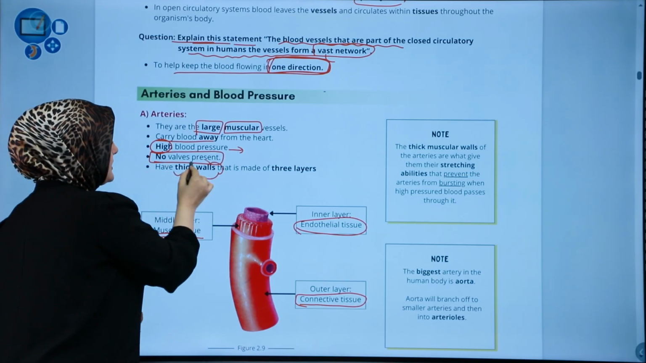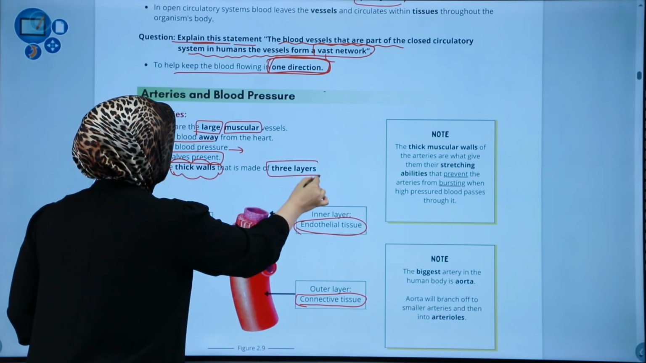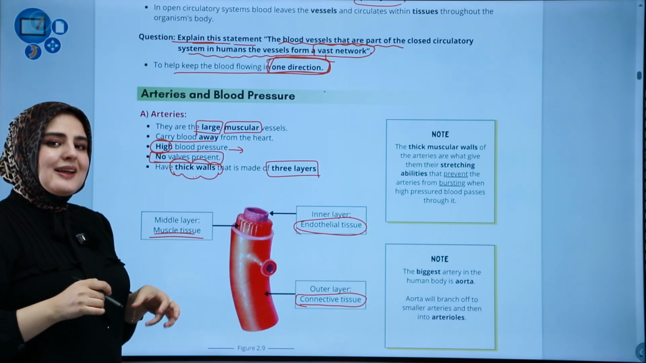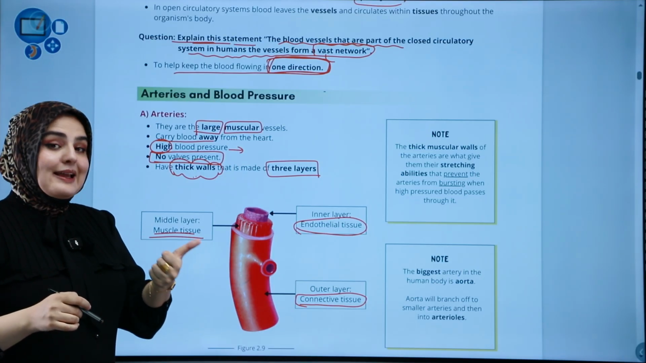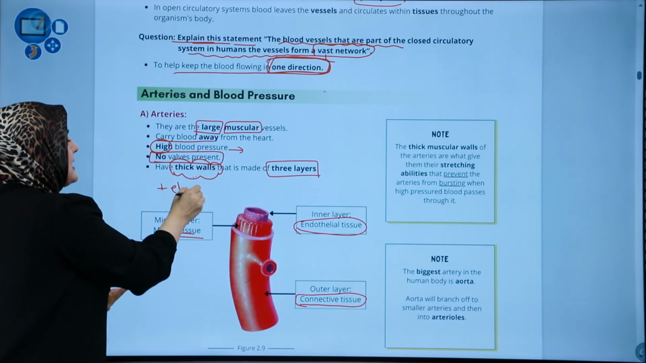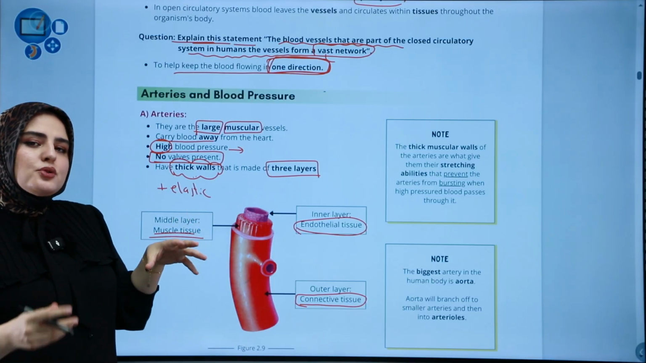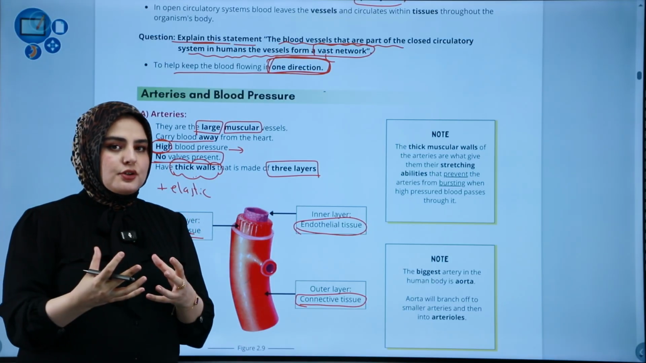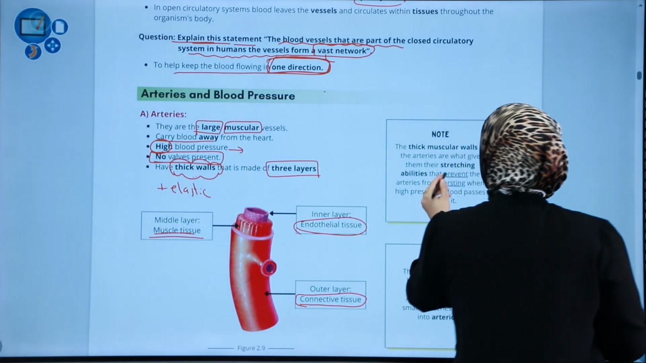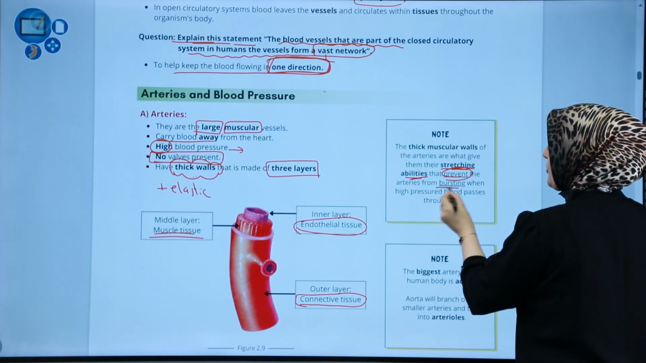Then there is thick wall. Why thick wall? 3 layers here and thick wall. The thickness of the wall, and there's another thing, not only thick, it's elastic. Thick plus elastic. These two is going to allow it to endure a lot of pressure, okay? High amount of pressure. That's why. There you go. It can stretch and prevent the arteries from bursting.